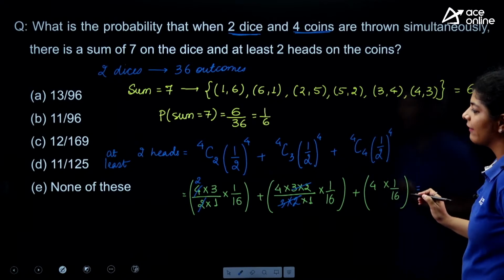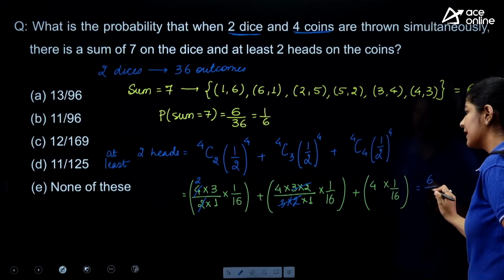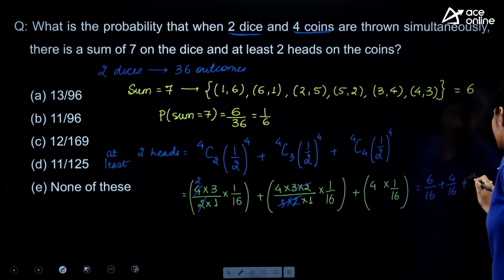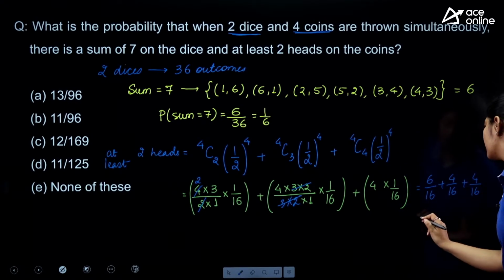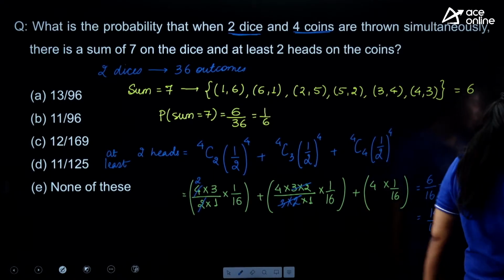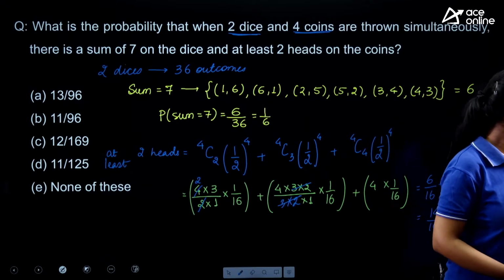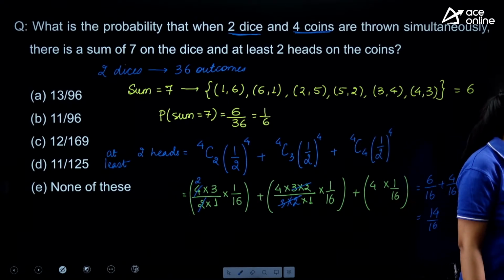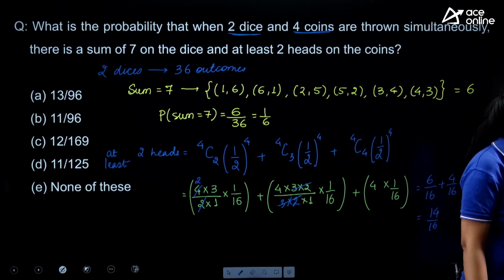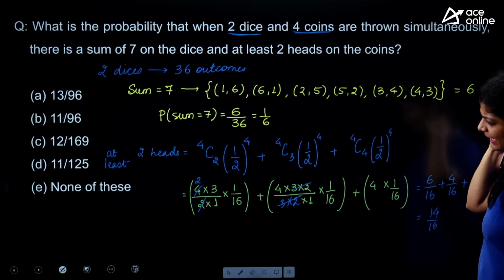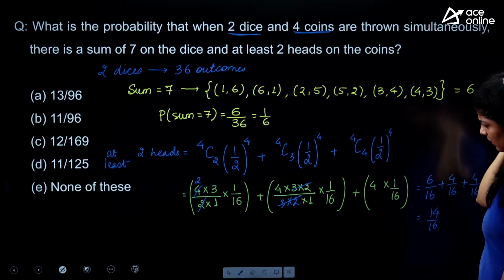And here what we are having? We are having 6 by 16 plus 4 by 16 plus 4 by 16. So here what we are having? We are having 14 by 16 over here. Total 16 outcomes, yes, total 16 outcomes we are having, right? So these are the total possible outcomes, and afterwards, did we make any mistake over here?